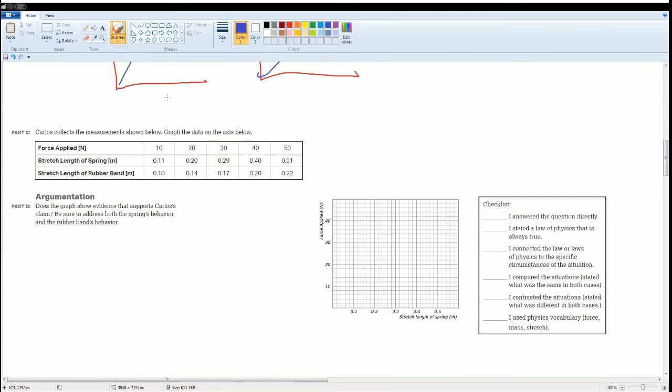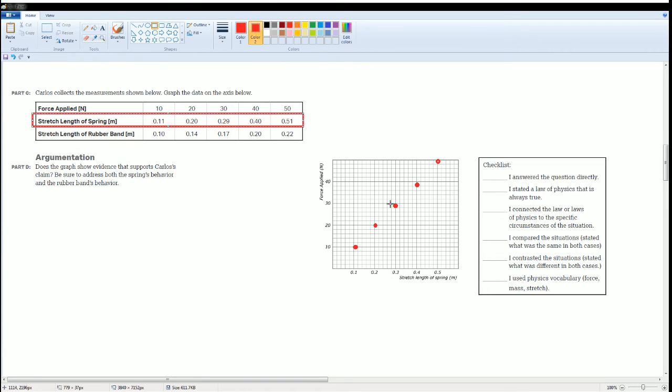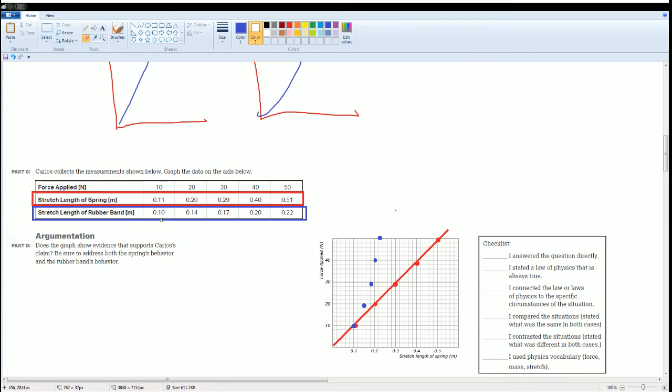So Carlos collected the data measurements. I'm now going to graph it. What I have here is the graph of the stretch length versus the force applied for the spring. And looking at it, it looks linear. This is for the spring, and it looks very linear. Now I'm going to graph the rubber band in a different color. This is the graph for the rubber band. I would try to draw a line of best fit, but it's not going to be a line because it looks like it goes up quadratically. Now we can write some behavior based on this.